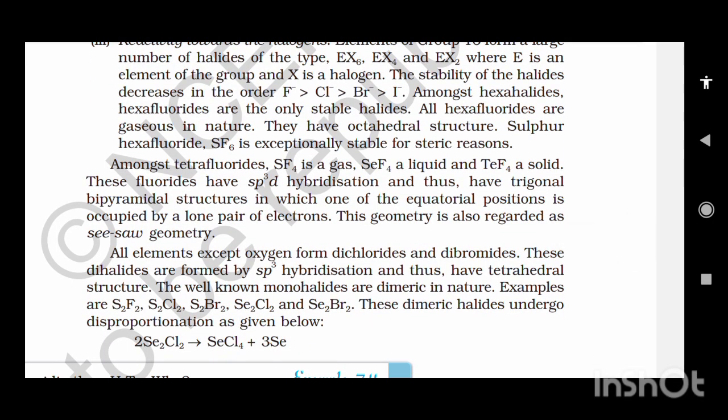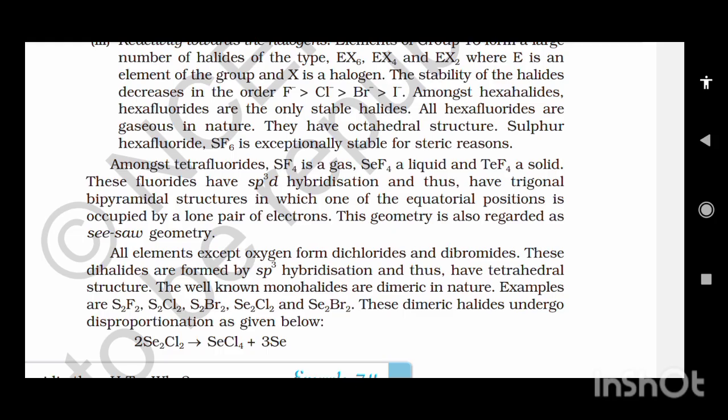Amongst the tetrafluorides, SF4 is a gas, SeF4 a liquid, and TeF4 a solid. These fluorides have sp3d hybridization and thus have trigonal bipyramidal structure in which one of the equatorial positions is occupied by the lone pair of electrons. This geometry is also regarded as the see-saw geometry.